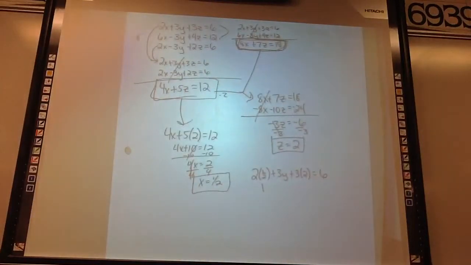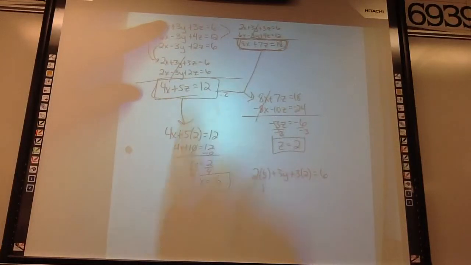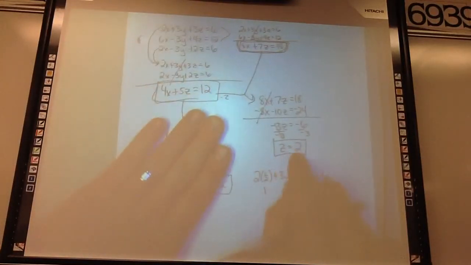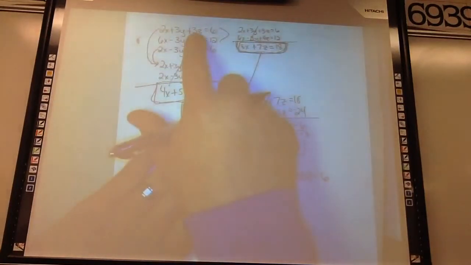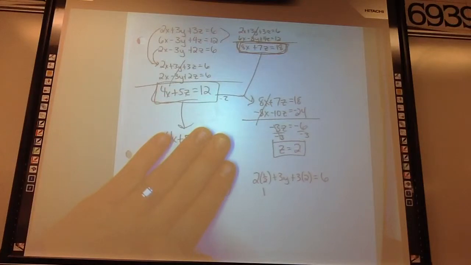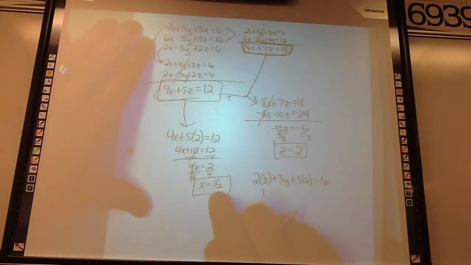With the last one, when we plugged in z, we plugged it into what we had already gotten. Can we just plug it into one of those as well? No, I have that, and I want to plug it into like 8x plus 7z up there. Oh yeah, you could use that one to solve for x.